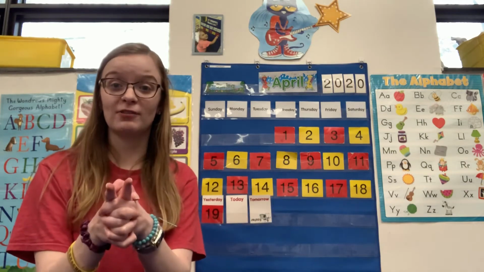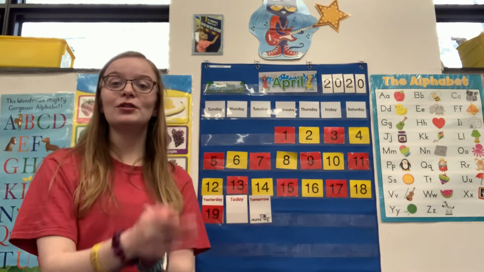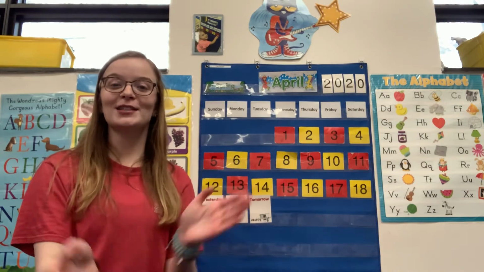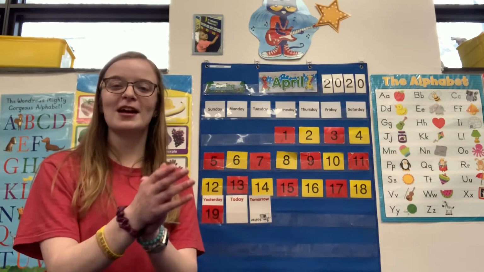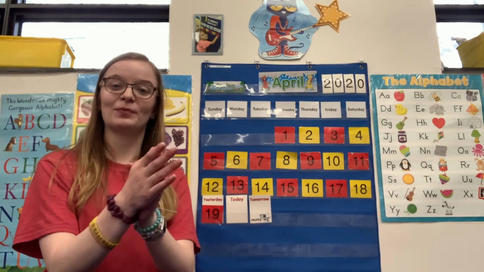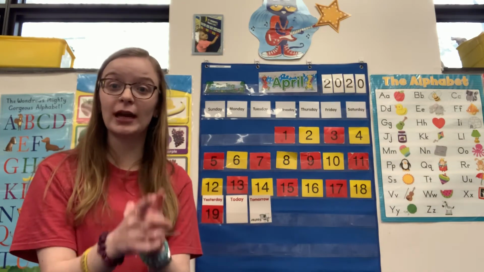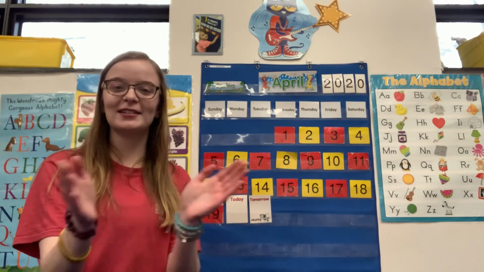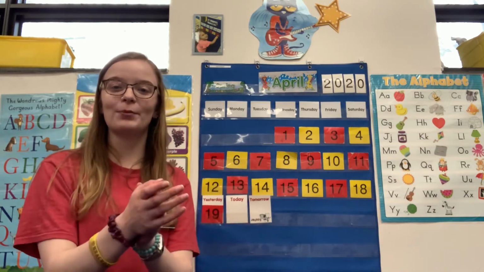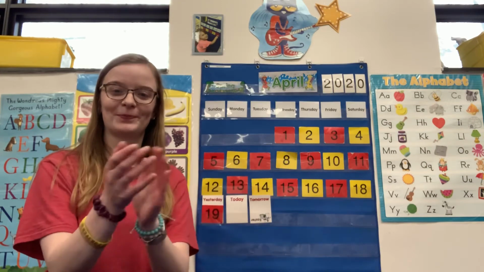All right, now it's my friends' turn. Ready? Look who came to school today, my friends, my friends. Look who came to school today. Clap your hands for my friends. One more time. Ready? Let's go again. Look who came to school today, my friends, my friends. Look who came to school today. Clap your hands for my friends.